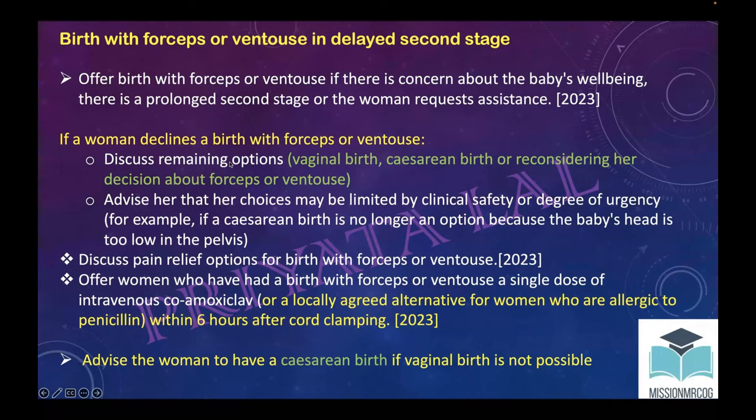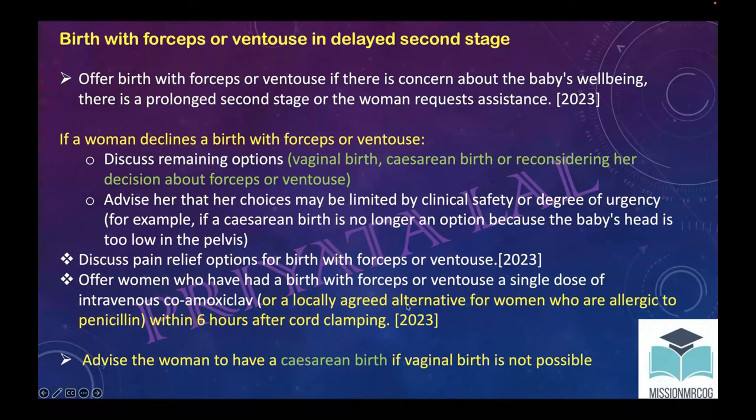Apart from this, before any instrument, pain relief option has to be offered. And this part we already know, and this has been added in this guideline also. When the patient is having instrumental birth, a single dose of intravenous co-amoxiclav or any alternative antibiotic is to be given within 6 hours after cord clamping. So this part was not there in the operative delivery guideline. That antibiotic has to be given within 6 hours of cord clamping. So you have to remember this and use it in your answer.